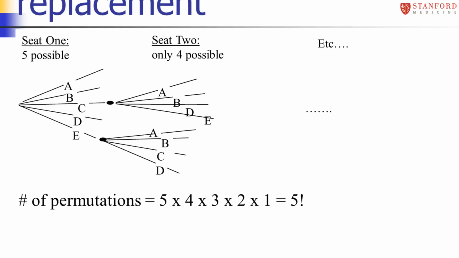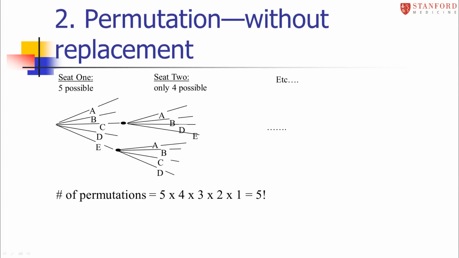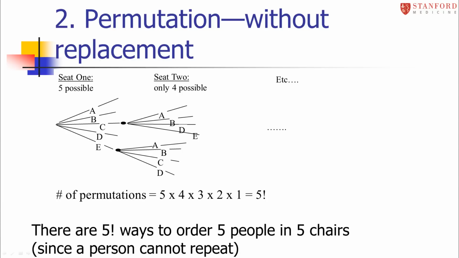For permutations, you're dealing not with powers, but with factorials. There's going to be 5 times 4 times 3 times 2 times 1, or 5 factorial ways to arrange those 5 people in 5 different seats. So without replacement, when we're doing permutations, we're going to be dealing with factorials.